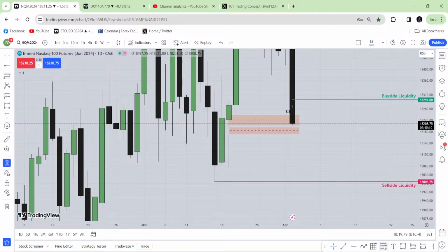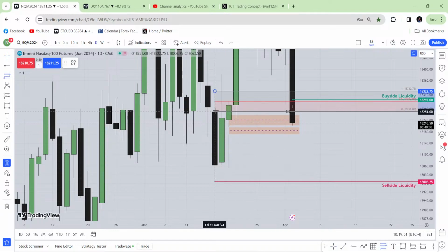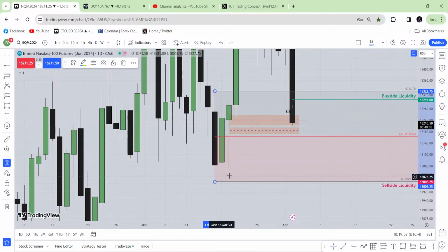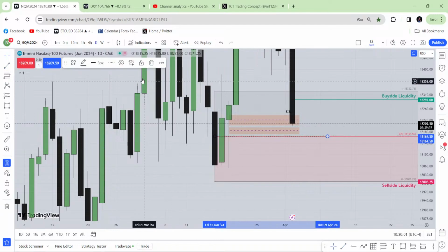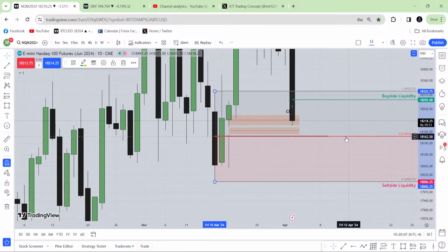There is one more level over here, if the market would love to go there or not. Let me check. So this is the mean threshold of the daily order block. I'm going to put it over there and make it wider. That will be my mean threshold from the daily chart.